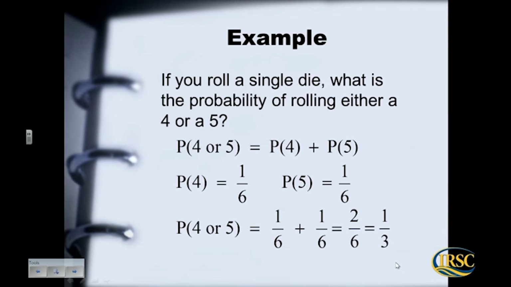Okay, so any questions on an OR problem if the events are mutually exclusive?